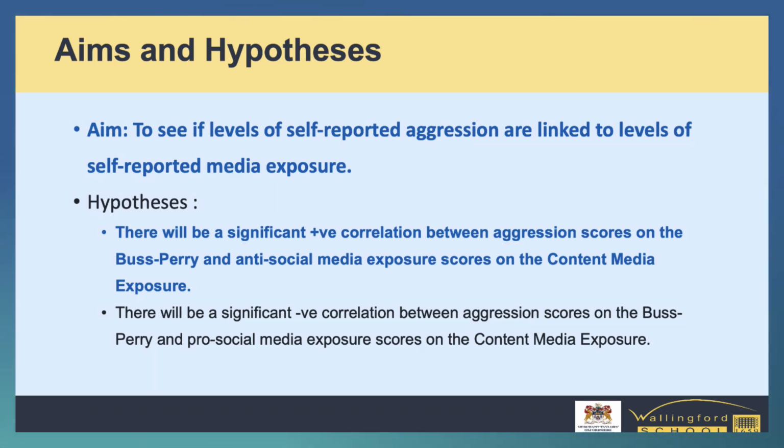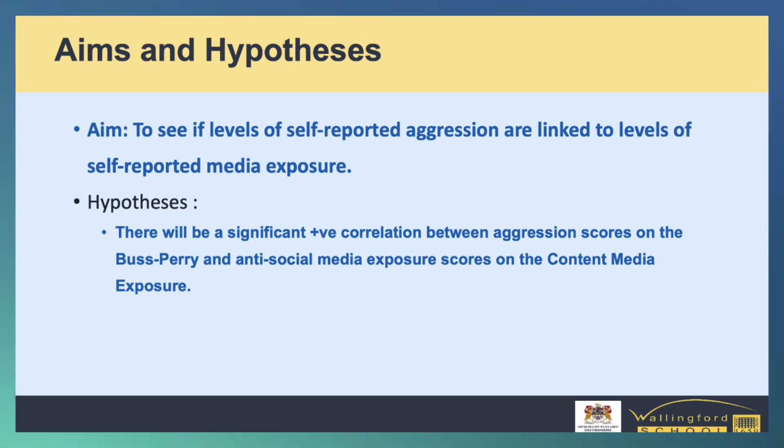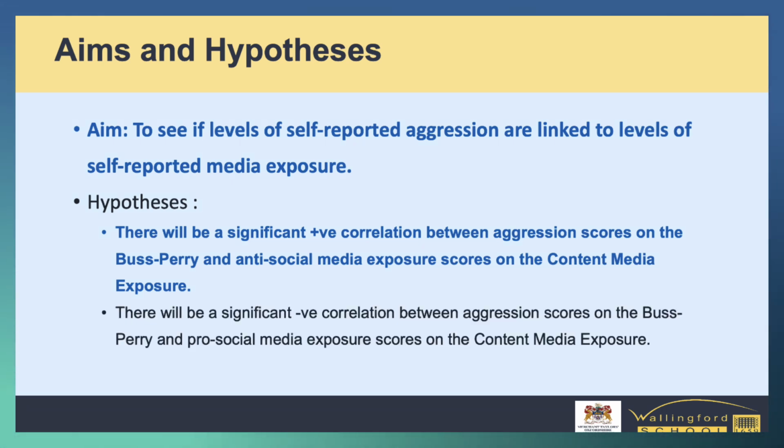In other words, with this particular one, as aggression scores increase, so does self-reported anti-social media exposure. So people are saying that they're watching more anti-social stuff. As aggression scores decrease, people are saying that they are being exposed to more pro-social media, films or TV programs or computer games. So in other words, the more pro-social stuff you are experiencing, the less aggressive you are.